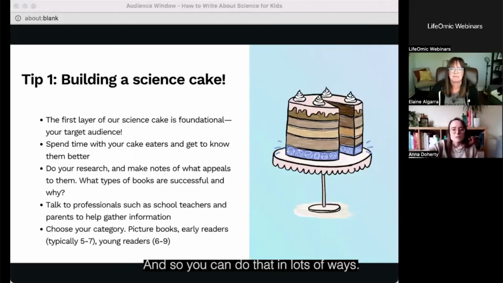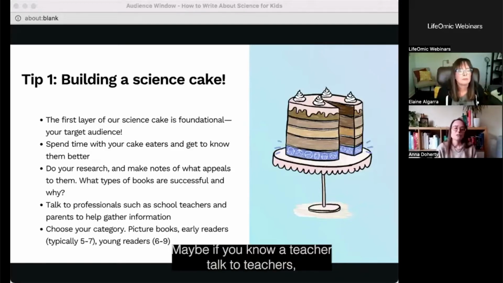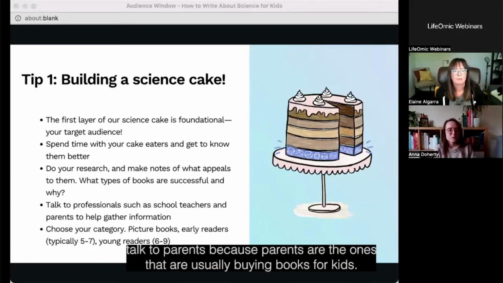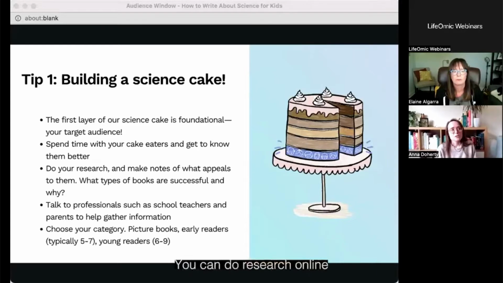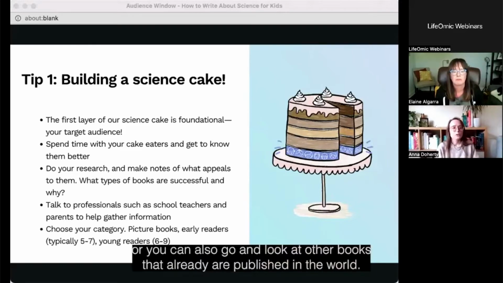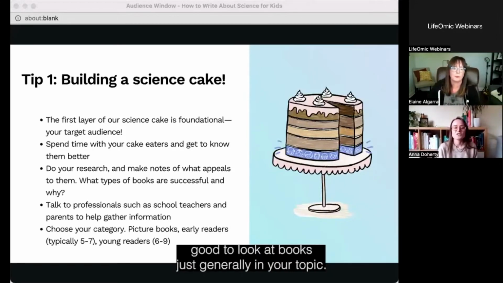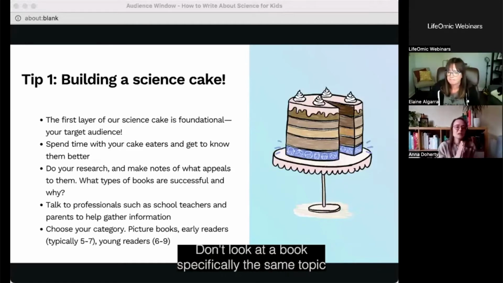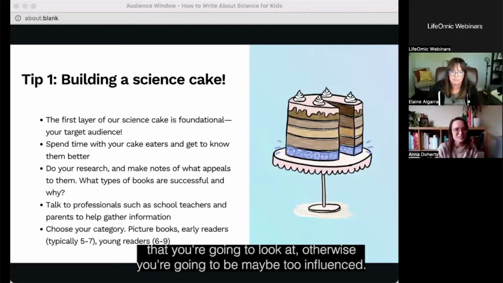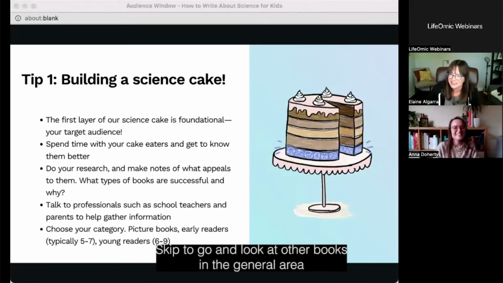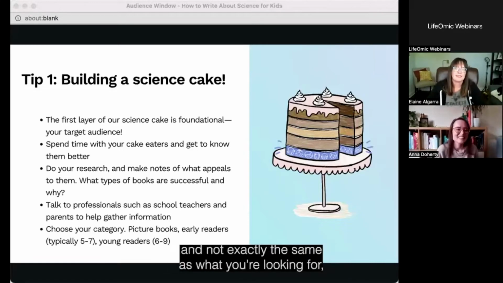You can do that in loads of ways. You can actually talk to kids. If you know a teacher, talk to teachers, talk to parents, because parents are the ones that are usually buying books for kids. You can do research online, or you can also go and look at other books that are already published in the world. But if you're doing this, it's good to look at books just generally in your topic. Don't look at a book that's specifically the same topic that you're going to write about, otherwise you're going to be maybe too influenced by it.